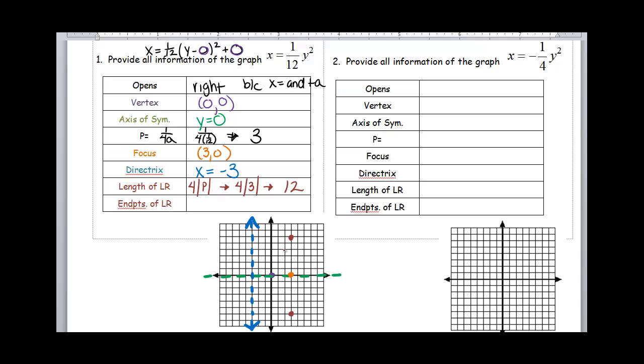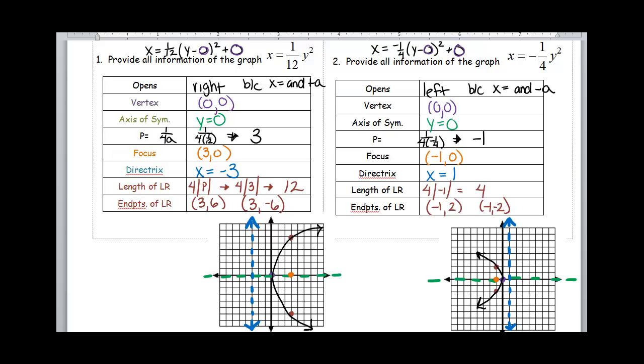Once I have those marked, I can go ahead and name those ordered pairs. First one's at (3, 6), and the second one's at (3, -6). Lastly, I just need to draw my parabolic shape through the vertex and those endpoints of the LR. Once we've done that, we have our graph. Please now pause the video and complete number 2. When you're done, check it with the answer.